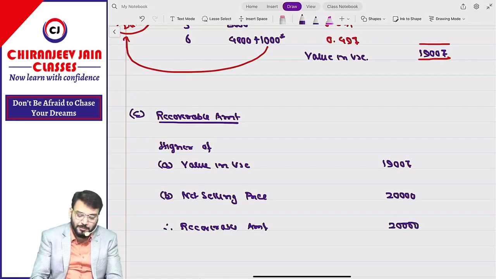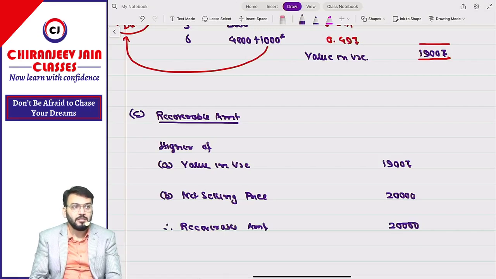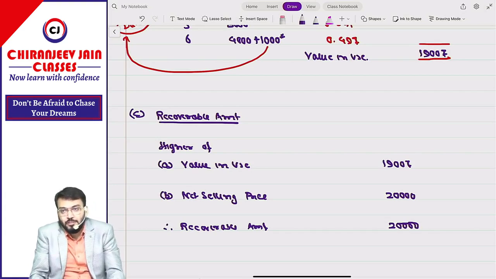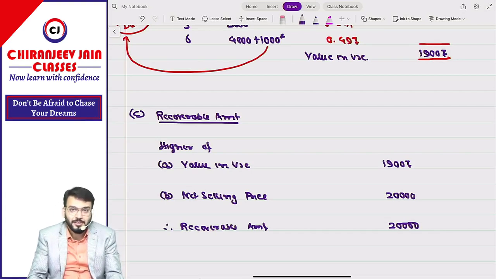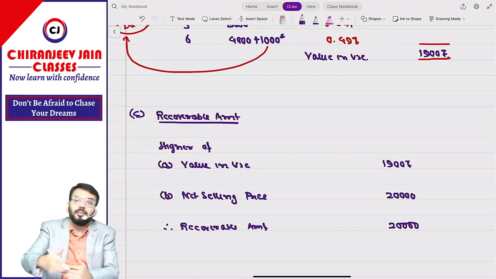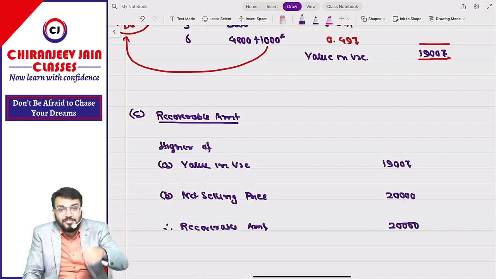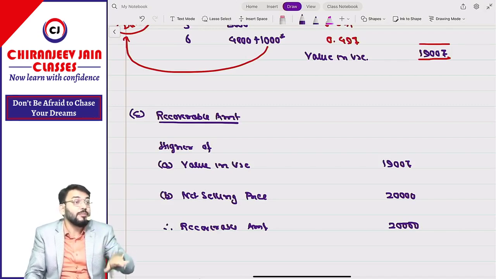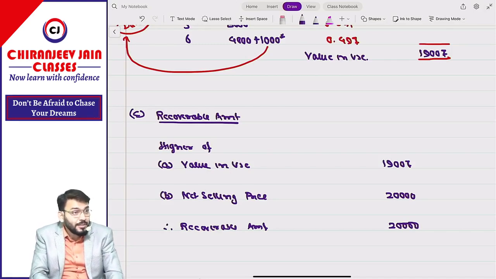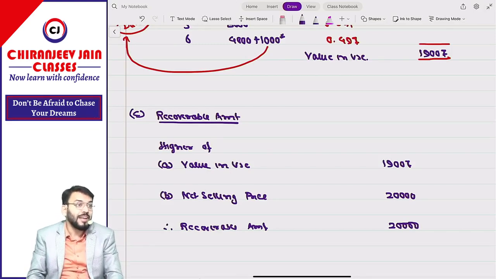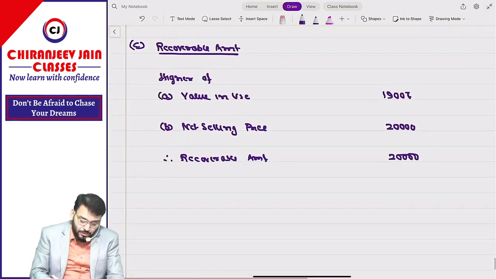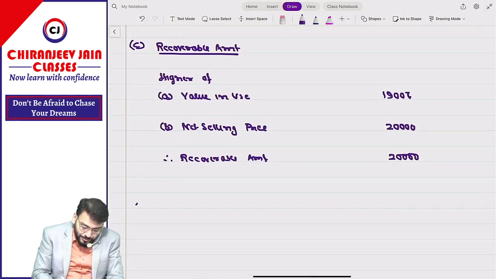Normally students write just 20,000 as the recoverable amount. They will not write it this way. You think you will get marks, but we think you will not. Some students write 20,000 without comparing. You are giving the answer to the examiner, so you must explain every point. You should know the writing pattern also. If you only write the answer, they will not give marks.